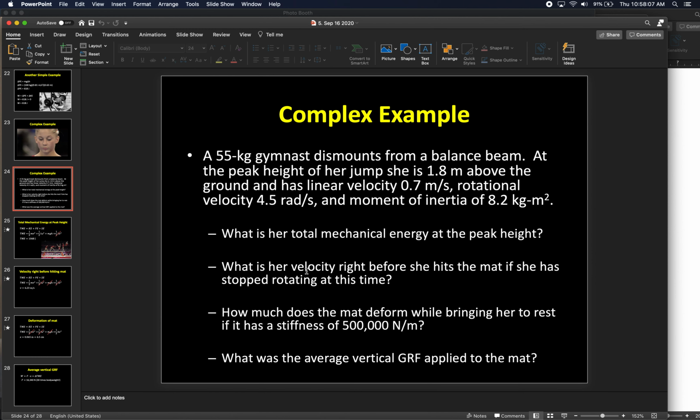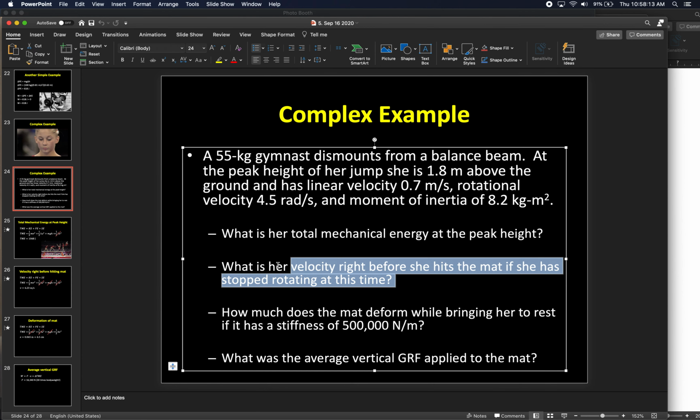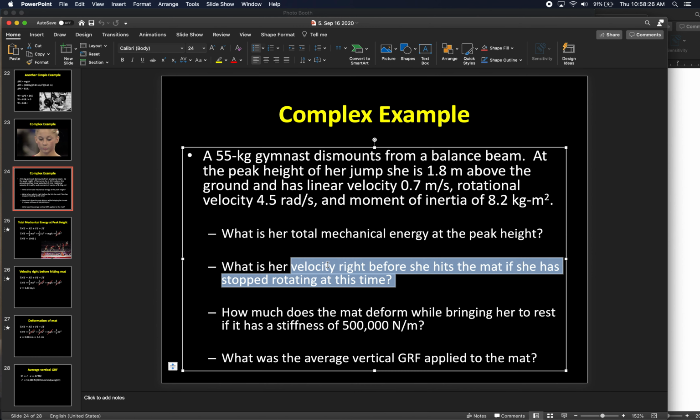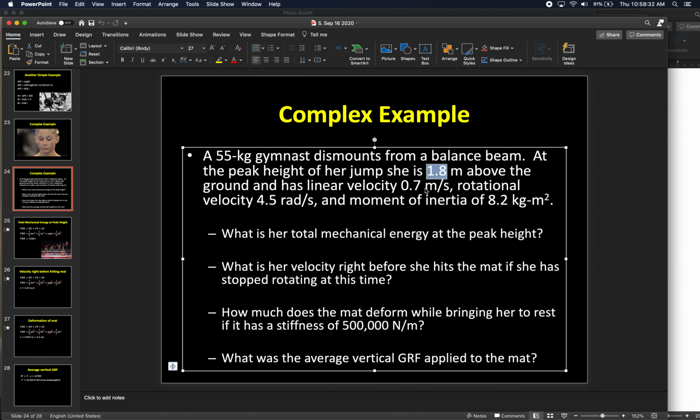It says, what is her velocity right before she hits the mat if she stopped rotating at that time? This is a great example of how you're told important things about the numbers of the problem without it explicitly telling you that height is now 0 and rotational velocity is now 0. You have to reason that out from the description. It says right before she hits the mat, meaning height is now 0, and it says she's stopped rotating, meaning rotational velocity is now 0.